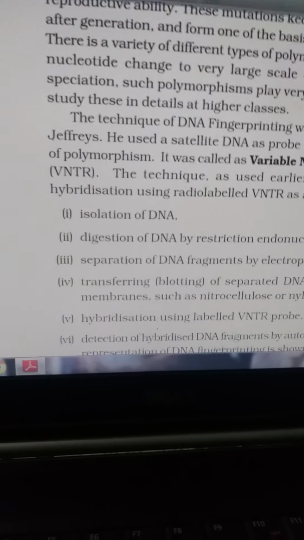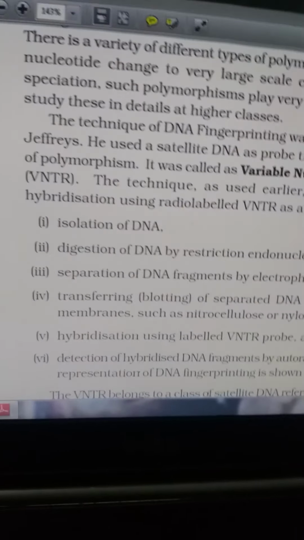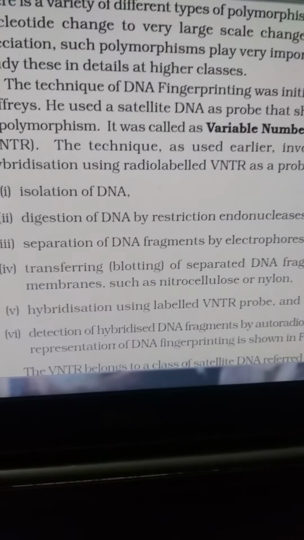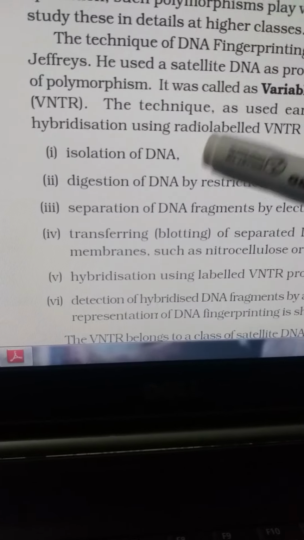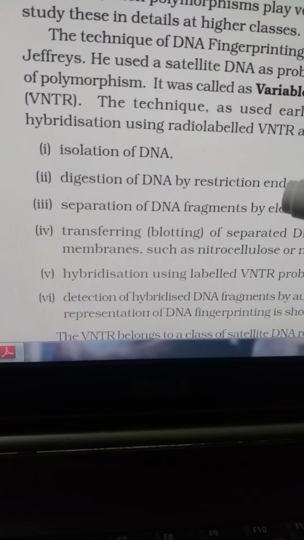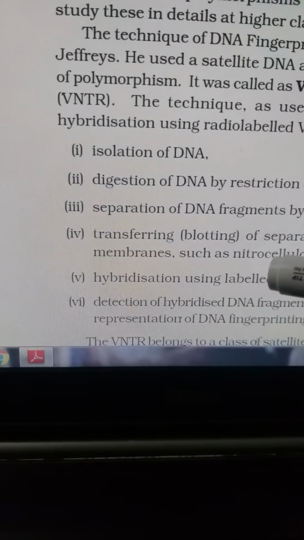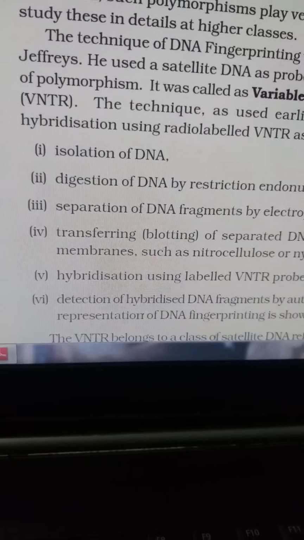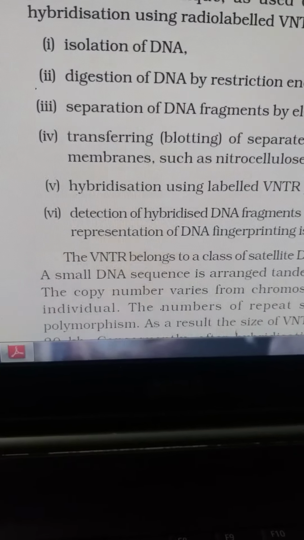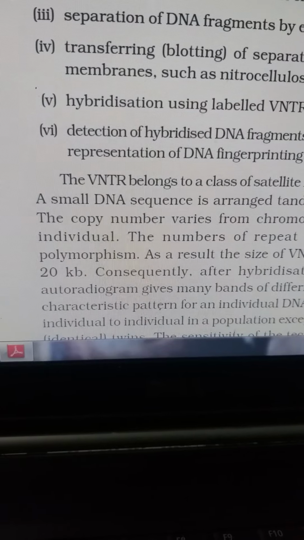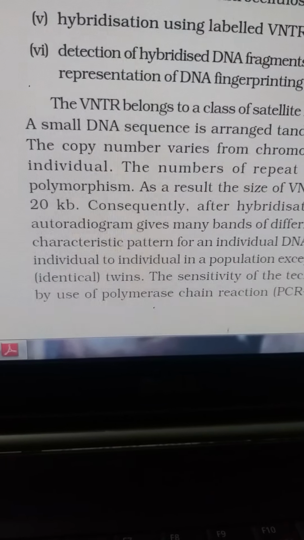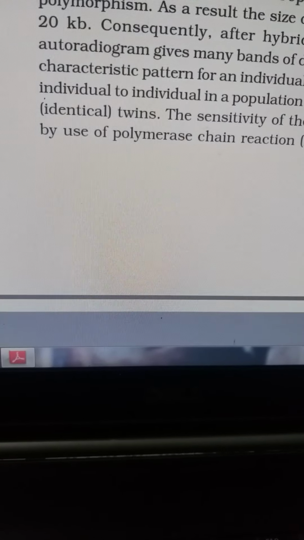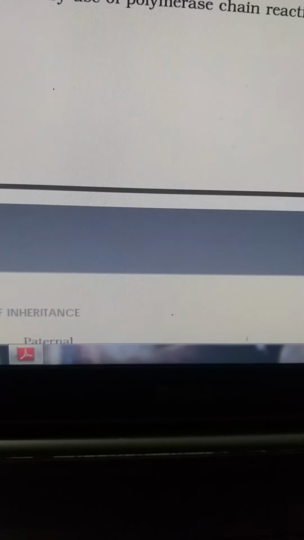What are the various processes? VNTR means variable number of tandem repeats. We isolate the DNA, digest the DNA with endonuclease, then separate the DNA fragments, then centrifuge and take them out, then hybridize, then detect the hybridizing DNA. This is used for classes of satellite DNA referred to as minisatellites. Then we use the PCR technique, polymerase chain reaction, to identify it.